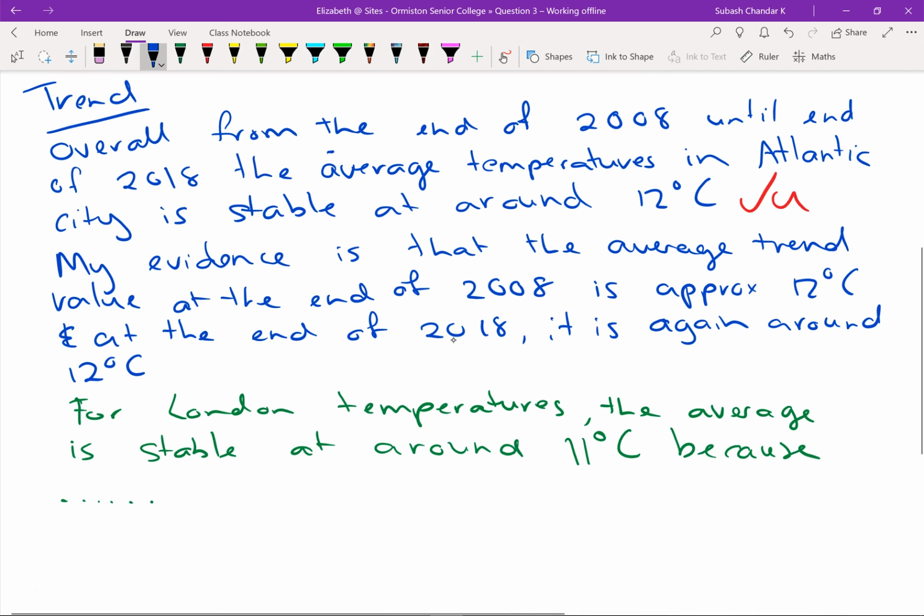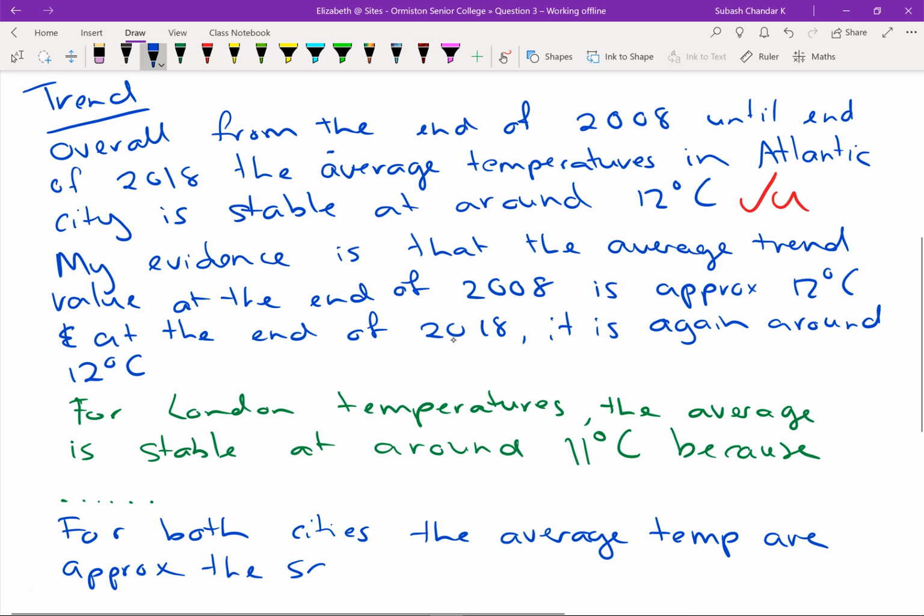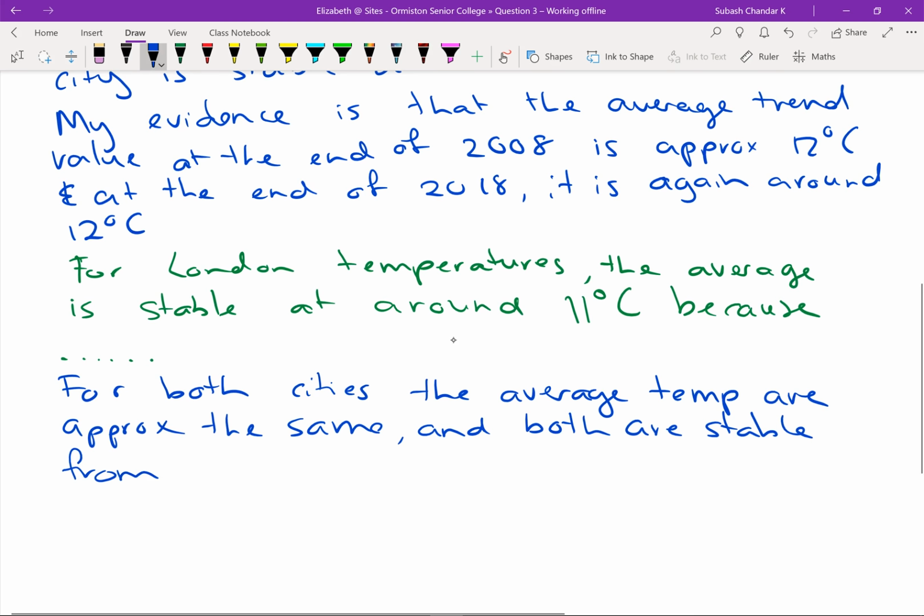So for both cities, the average temperatures are approximately the same and both are stable from 2008 till 2018. Yeah, so now I've got a comparison in there. Okay, so that's my trend.